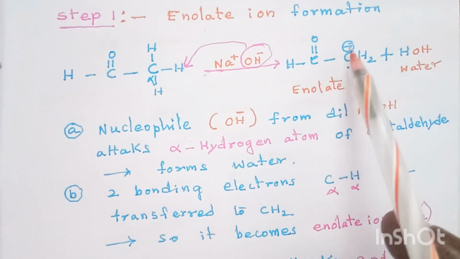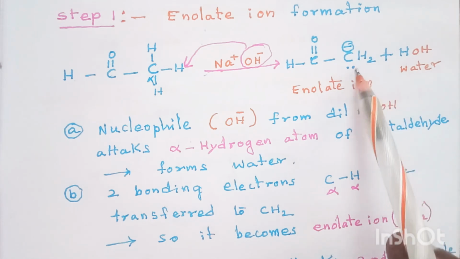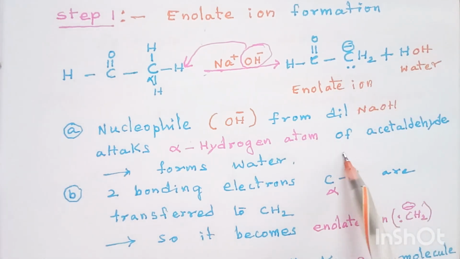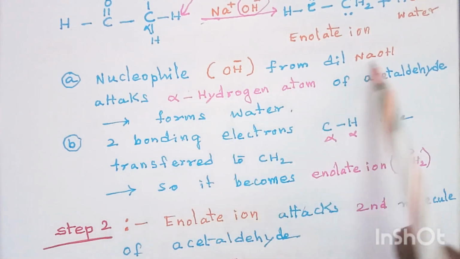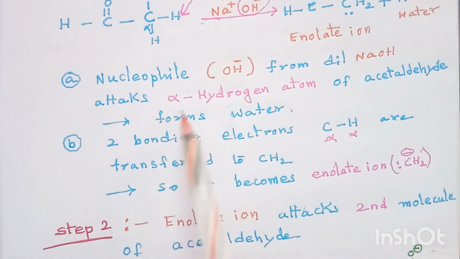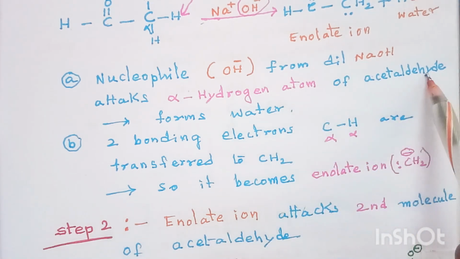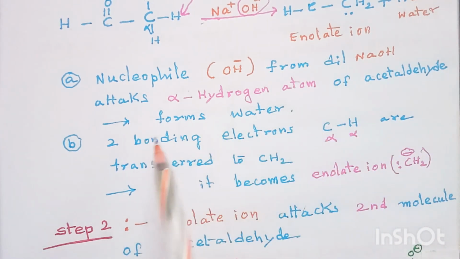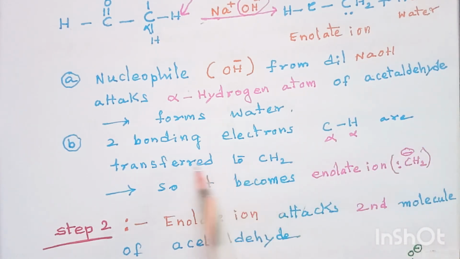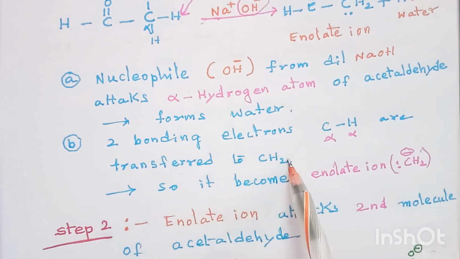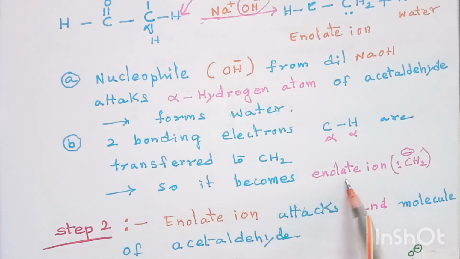CH2 minus charge is called enolate ion. So what happens here? Nucleophile OH minus from dilute NaOH attacks the alpha hydrogen atom of acetaldehyde, the first molecule. The 2 bonding electrons of the C-H bond are left with CH2. So it becomes an enolate ion, that is CH2 minus with 2 electrons.